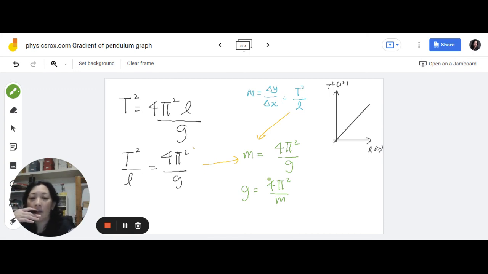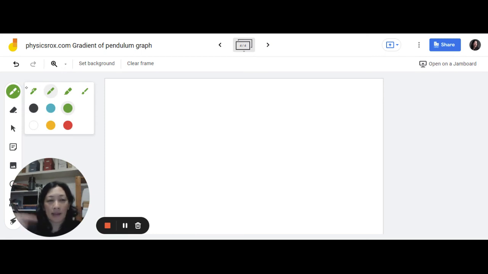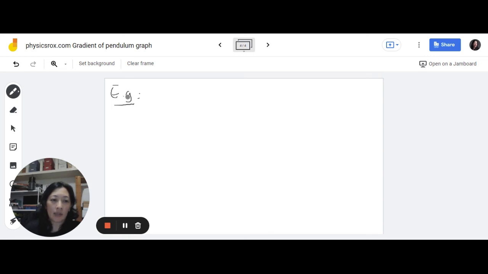All right, so what you do is you take your value of M and you put it into this equation and calculate out your value of G. Let me show you an example. Use your own number, okay? Don't take the teacher's number. Let's say I already counted my gradient from my graph, and I got the value of 0.04 seconds squared per cm. Then I need to calculate the value of G, right?